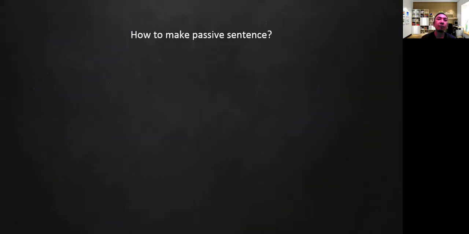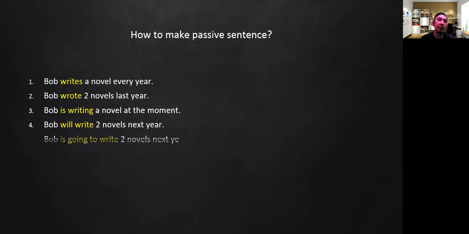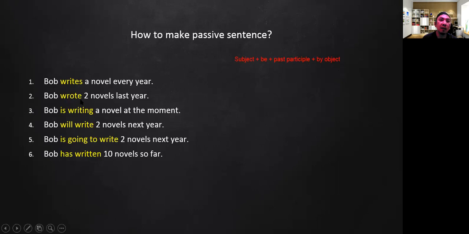And how do we make a passive sentence? First, I have written six active sentences, and to make it easier to understand, I put the same subject, the same action verb, which is writing, and the same object, a novel. The difference here is only the tenses.